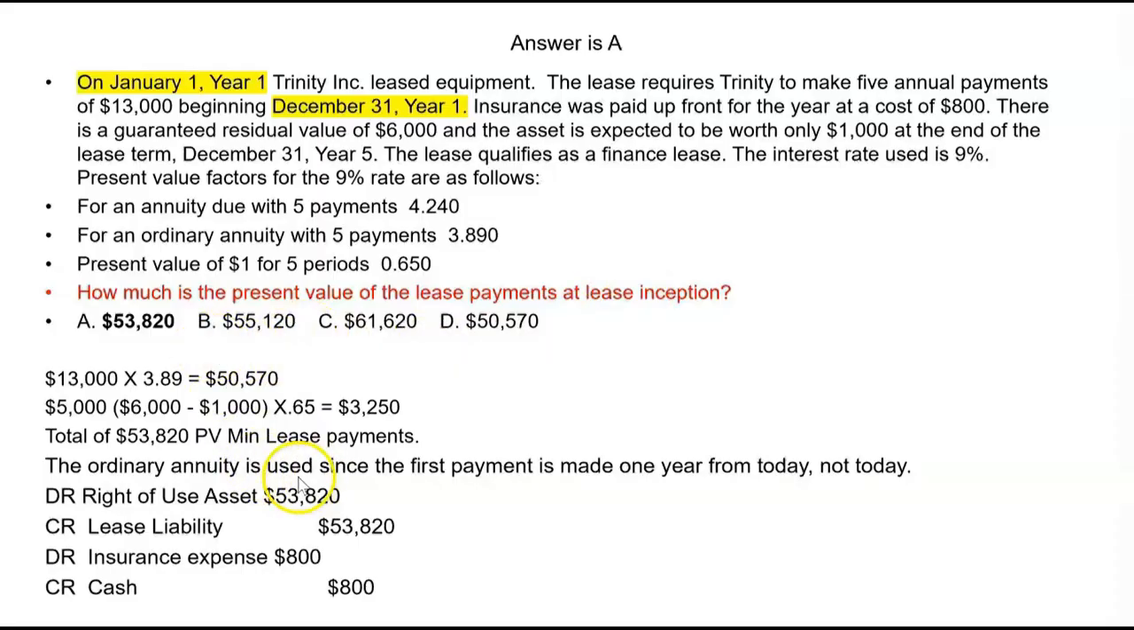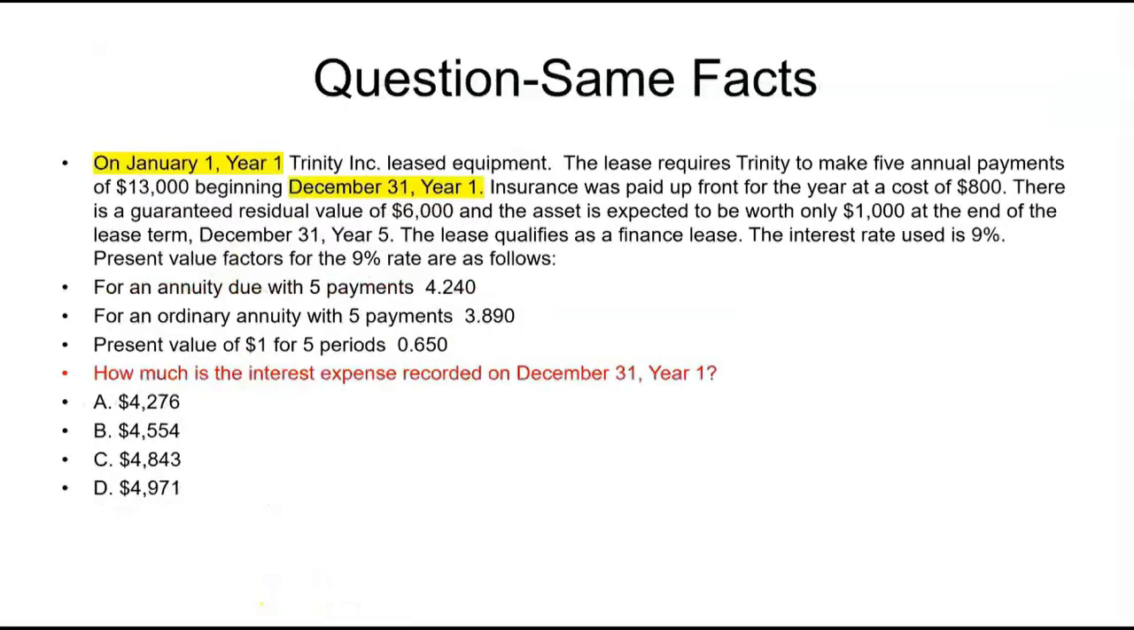The journal entry on day 1 would be to debit the right of use asset, credit the lease liability for $53,820. And then if you remember, there was that $800 of insurance they told us about. That would be expensed on day 1, debit insurance expense, credit cash. All right, same facts. They want to know how much is the interest expense recorded on December 31st, year 1.